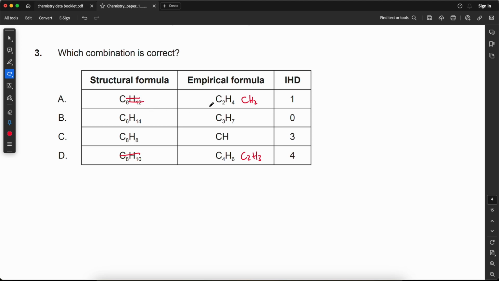And now we need to check the IHD for this. So for B, that will be (2C plus 2 minus H) divided by 2. So it will be 12 plus 2 minus 14, divided by 2, which is 0. So the answer will be B. But let's see for C: 2 times 8 plus 2 minus 8, divided by 2. It will be 5. It's wrong.